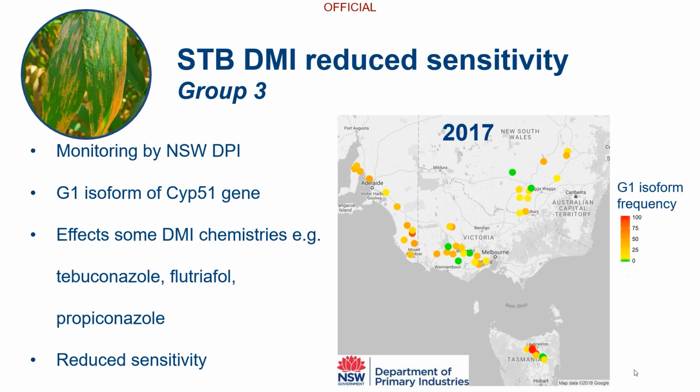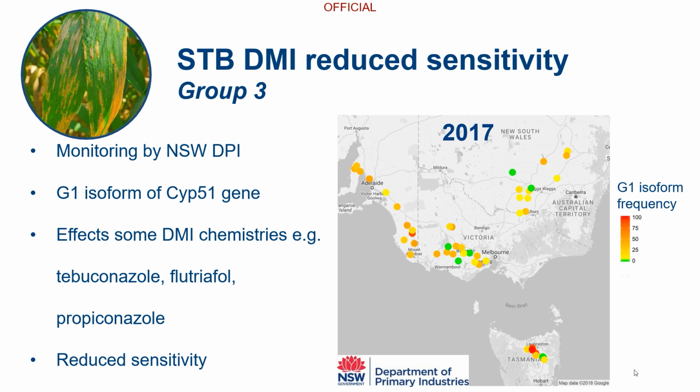We also have the DMIs, or the group 3s, and we have reduced sensitivity to those. This is work that was done by New South Wales DPI prior to 2017 and concluding in 2017, looking at the G1 isoform of the CYP51 gene, and that affects some of our DMI chemistries, including tebuconazole, flutriafol, and propiconazole. And this is reduced sensitivity, so it's not full resistance. And what we see is that those different chemicals have different responses depending on location and which chemistry it is.